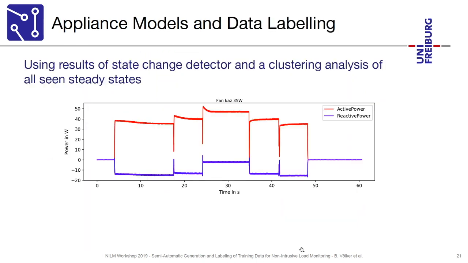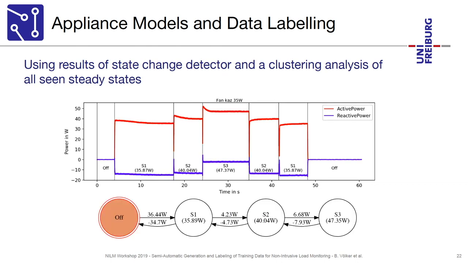Using the result of the state change detector and the clustering analysis, which I could not talk about due to timing, we can then annotate this data so that we get what we actually want. We can also generate such a finite state machine, which is shown here at the bottom, which we can, for example, use to train algorithms.